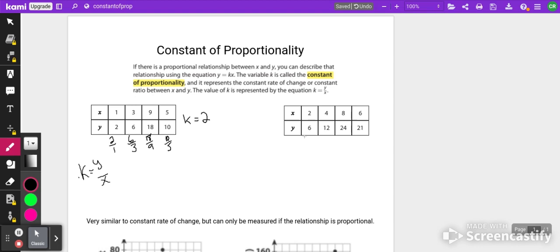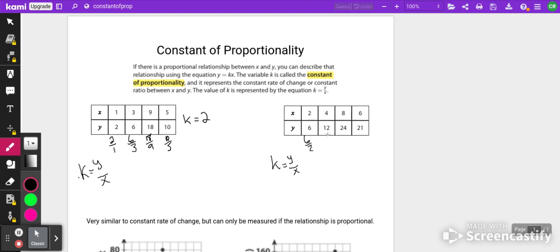All right, let's look at the next table. We've got y over x. Remember, to find the constant of proportionality, you have to use y over x. People tend to flip that around and put the x over the y, but remember your formula says it's y over x. So here we have 6 over 2. 6 divided by 2 is 3. So we should get 3 every time, and if we don't, then it's not proportional.